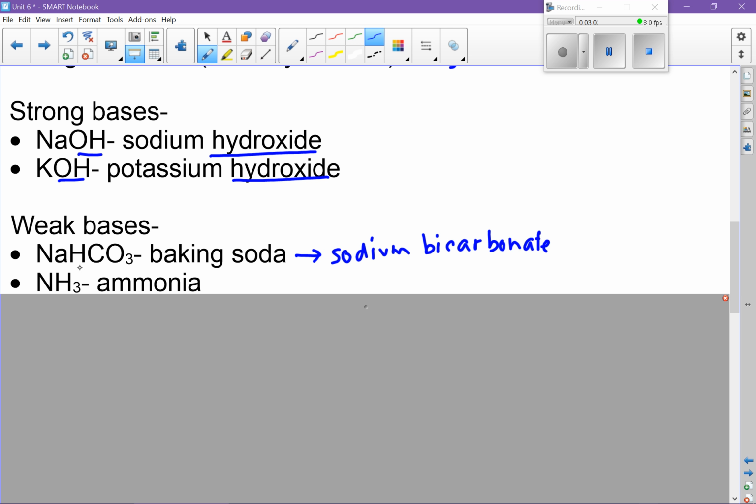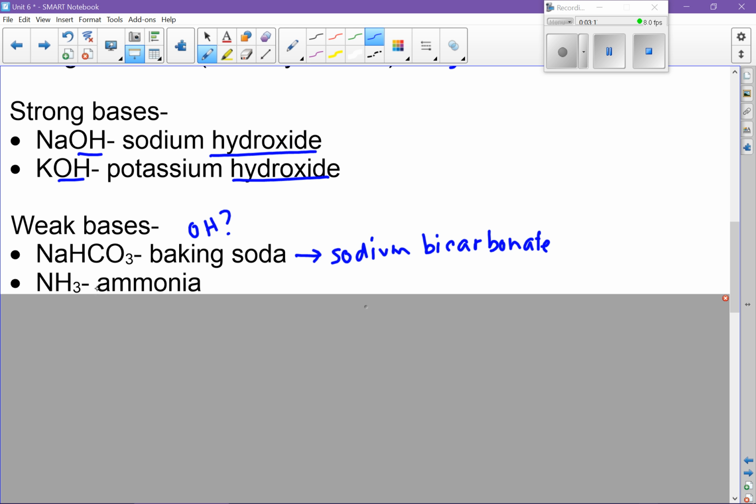Okay, and so notice it doesn't have the traditional OH that we're looking for, so it's an exception to that rule, but it still is a base. And same thing with ammonia. This is what we clean with, and it stinks really bad. It also doesn't really have the OH in its formula, but it is still a base, just on the weaker end. So that's the list of what you got to memorize.